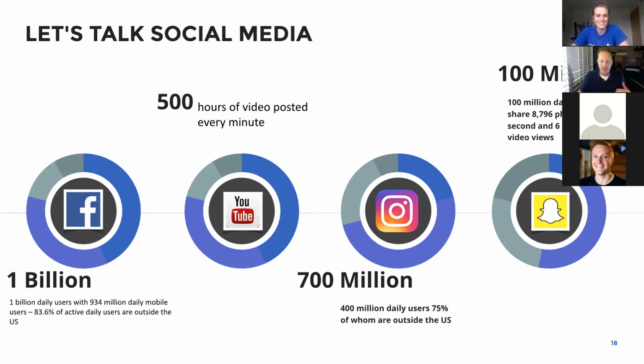Just to give you some perspective, if you look at the users: Facebook has 1 billion users, and these are global. You have over 500 hours of video posted every minute on YouTube. On Instagram, it's actually 1 billion users now, with 400 million daily users, 75% outside of the US. It's a lot of content. Snapchat has 100 million users who share close to 9,000 photos and videos per second. There is a lot happening on social, more than any one of us can keep track of.